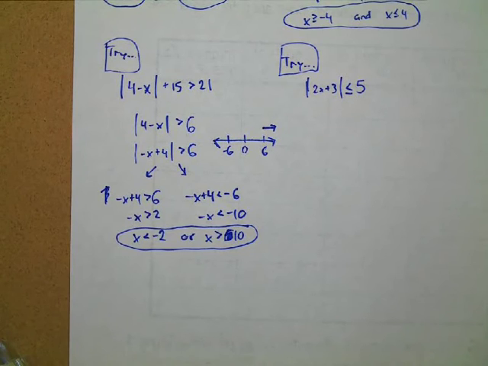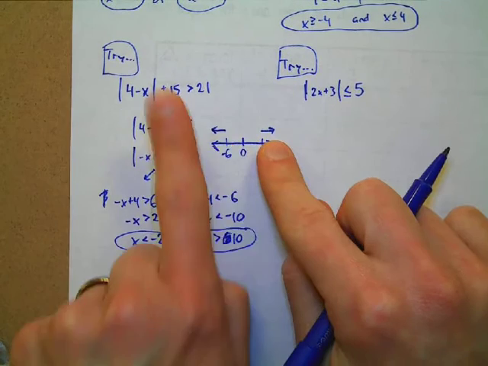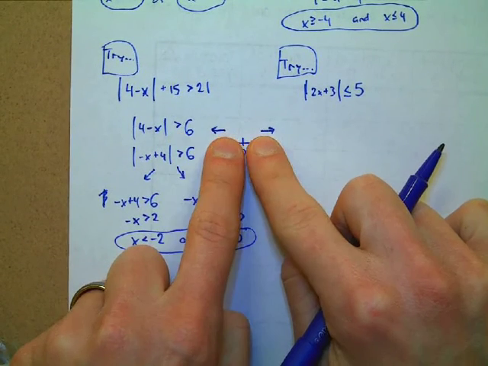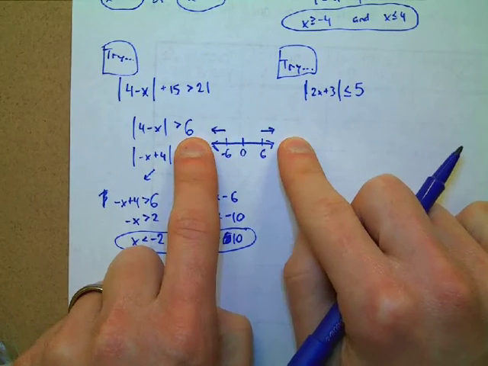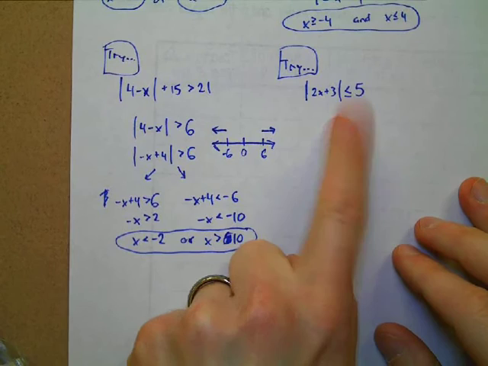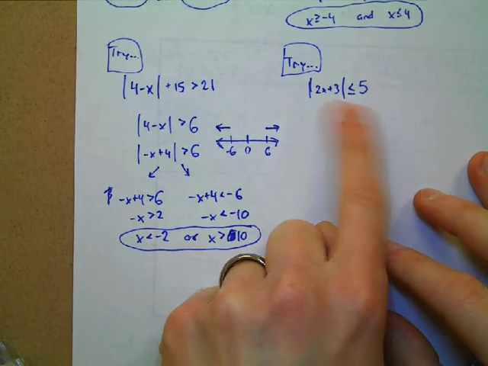In this case, our inequality says we want to be more than 6 away from 0. So two different directions, they're not overlapping at all. Since you're going two completely different directions, you want this one or this one. But when we get to this one, Christian, you want to go ahead and tell us how you broke it down into two inequalities? Were you able to do that, you think?